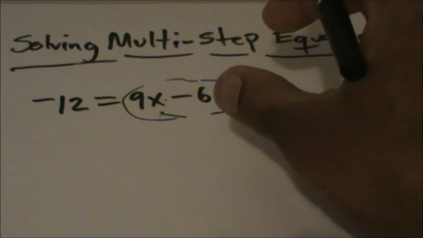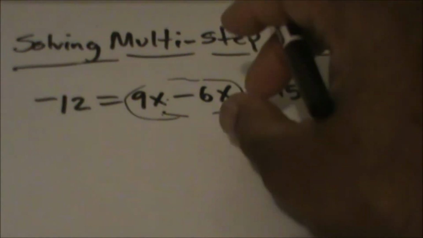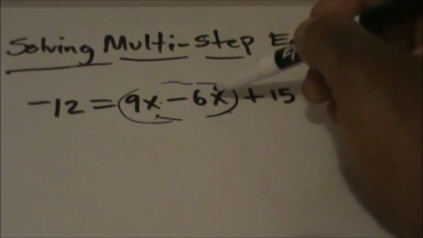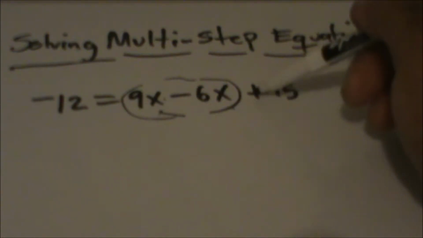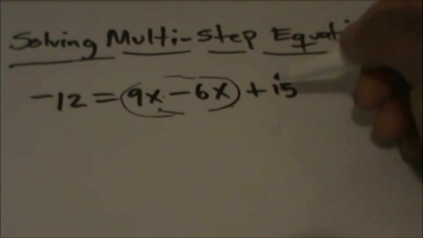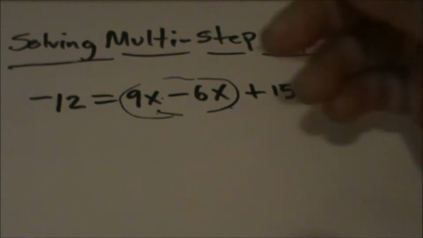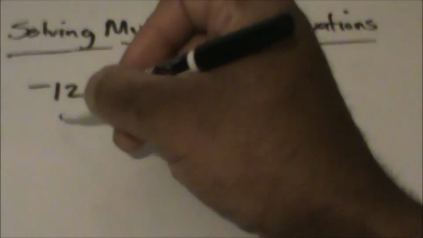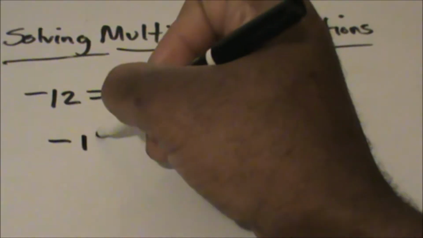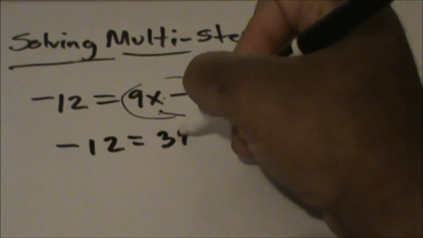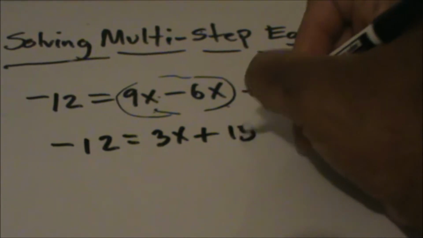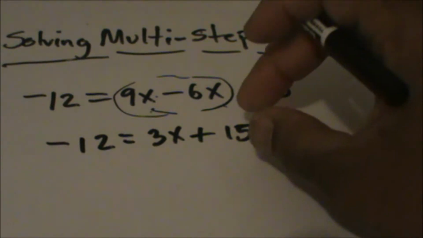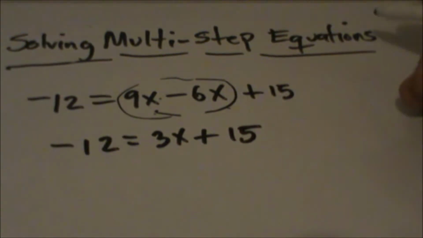But regardless, you always want to try to diminish the quantities of whatever variables are present. So if you have like terms on the same side, just perform the operations and don't let it frighten you. You get scared. But in this case, 9x minus 6x will be 3x. So we have negative 12 equals 3x plus 15. And see, each time we conduct these operations, we're minimizing the equation. The equation is getting smaller by the minute.